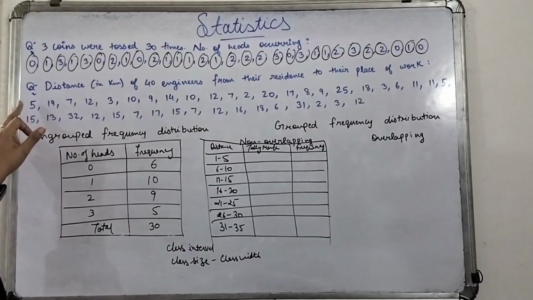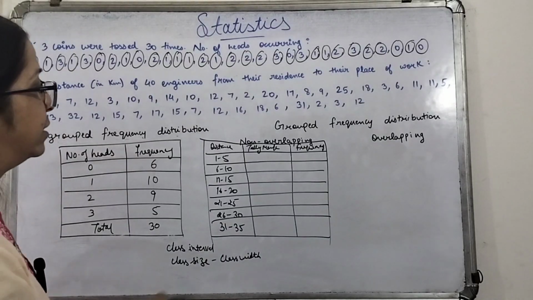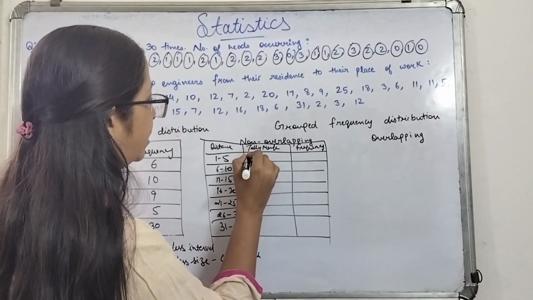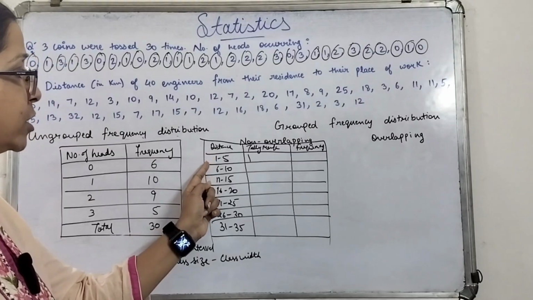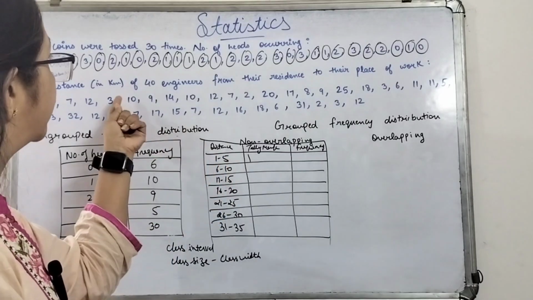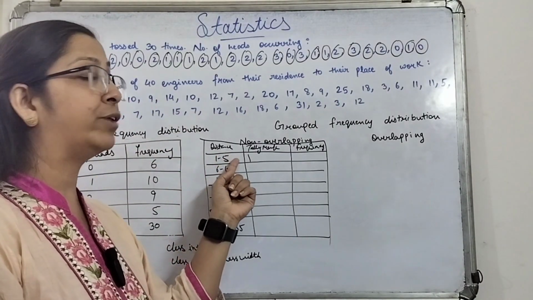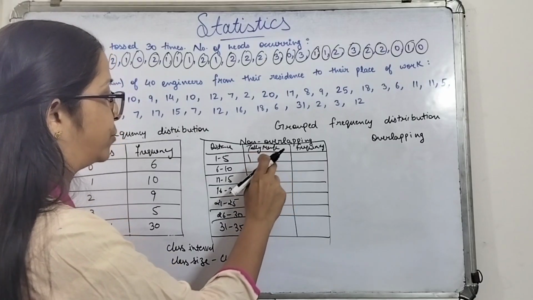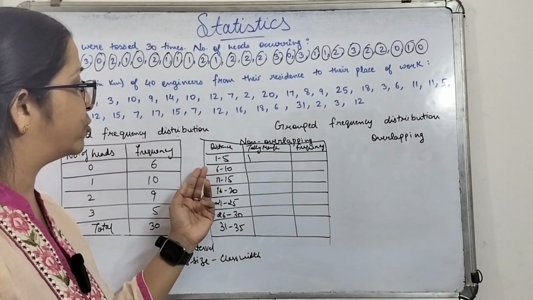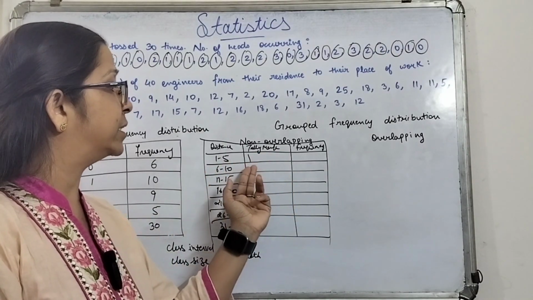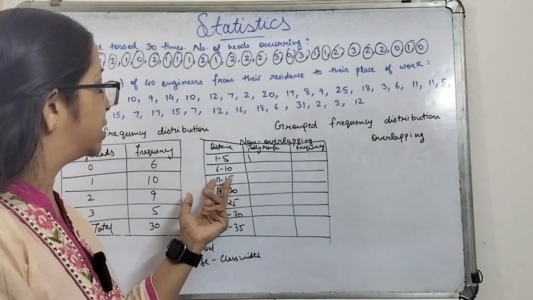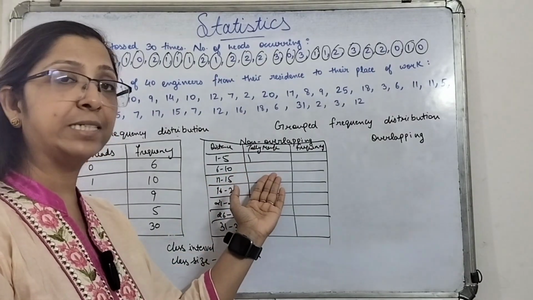Now see, your 5 kilometer, this will come under this column, this class interval. 5 will come under this class interval, because here 1 to 5, all the distances which are from 1 to 5 will come under this class interval. The ones whose distance will be 6 to 10 will come under this class interval. The distances from 11 to 15 will come under this class interval.